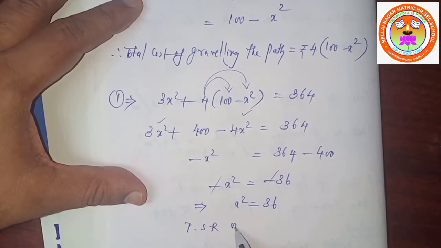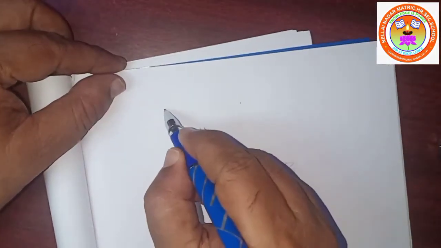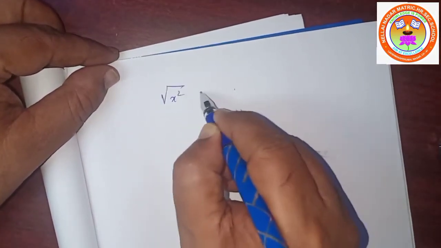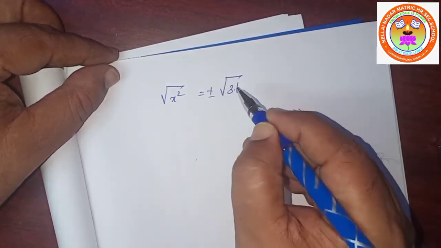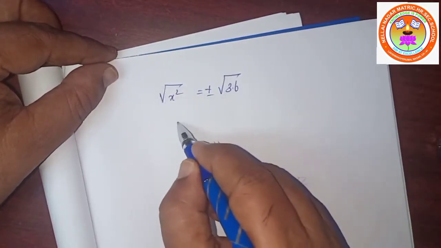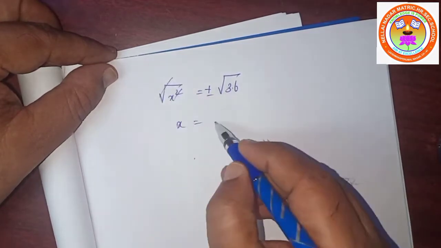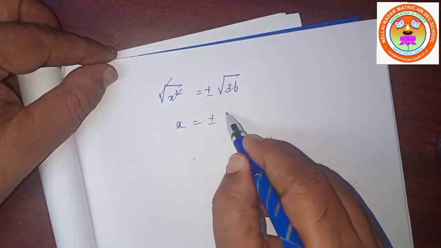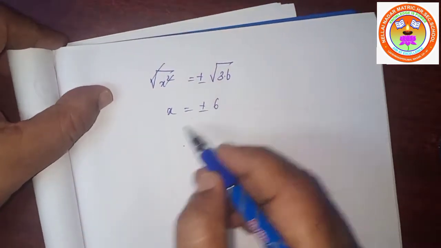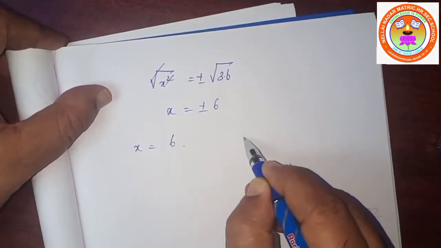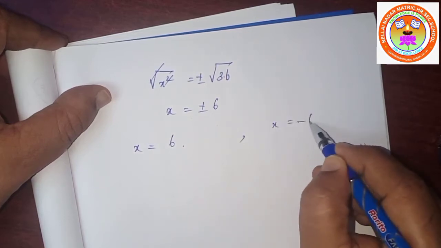Taking square root on both sides, square root of x squared equals square root of 36. Since a square is there, I have to introduce plus or minus. Square and square root get cancelled, x equals plus or minus square root of 36, which is 6. 36 is a perfect square number. So we have x equal to 6 or x equal to minus 6.